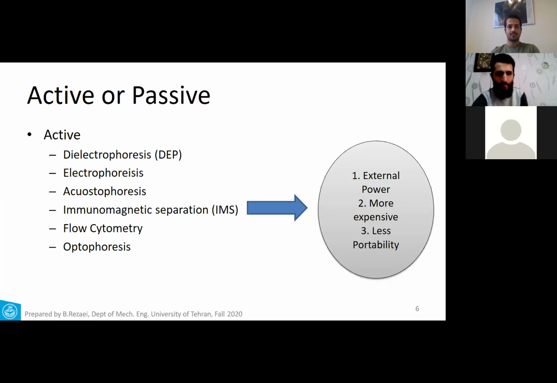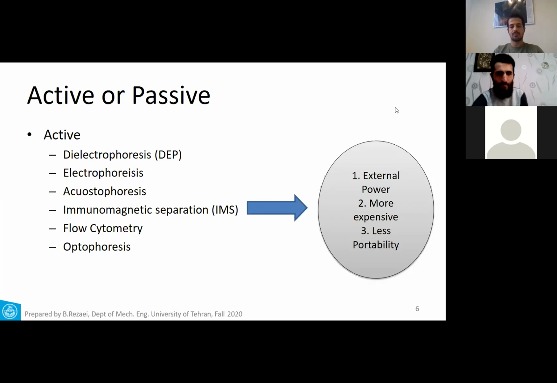Okay, there are two general methods for cell separation. One is active and one is passive. Because DLD, or deterministic lateral displacement, is passive, I will first describe the active ones: dielectrophoresis, electrophoresis, acoustophoresis, immunomagnetic separation, flow cytometry, and optophoresis.